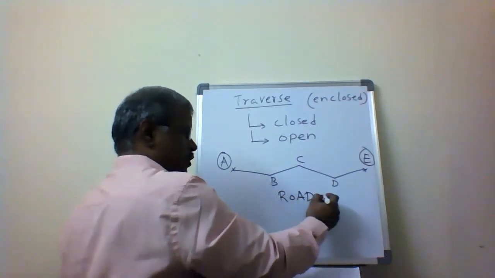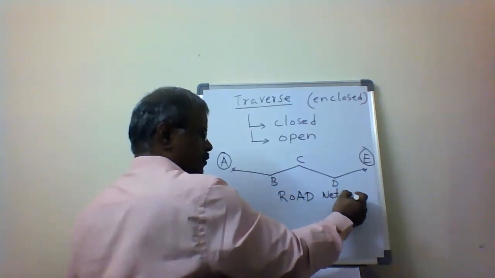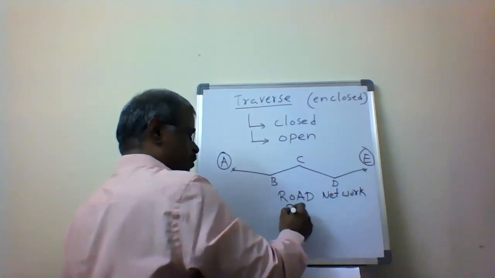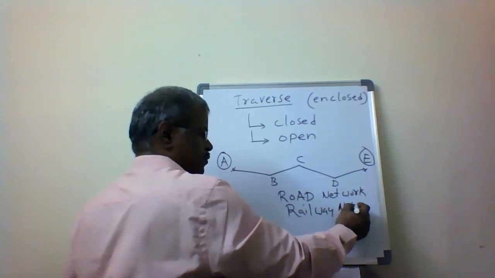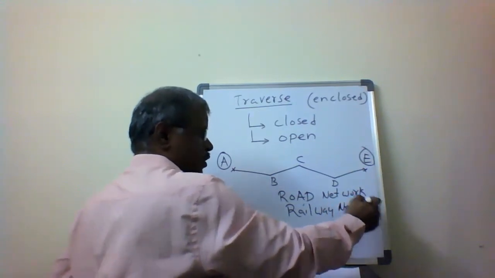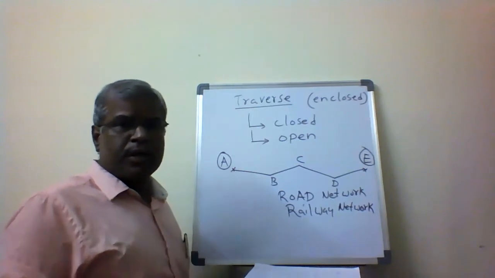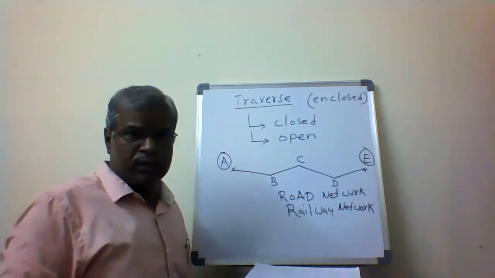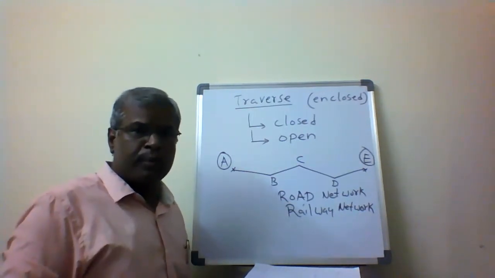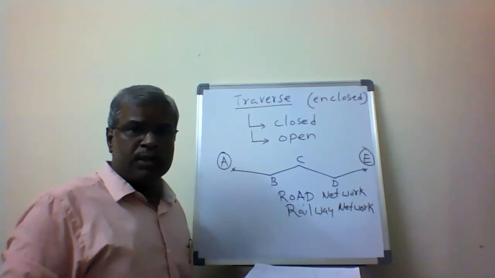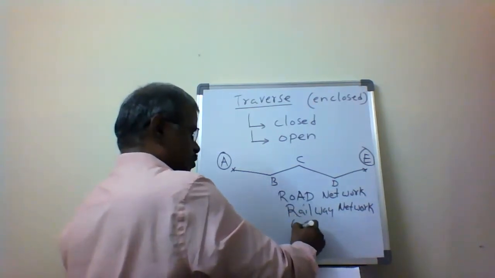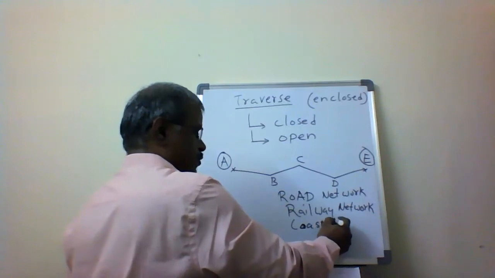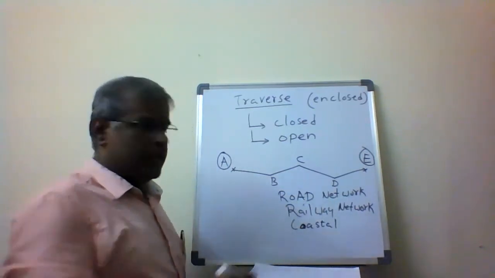Road network, railway network. For a road network, its starting point is one place, and your end point will be in some other place. Similarly, for a railway network, the starting point is one place, and your end point will be somewhere else. And then we can say the coastal area.